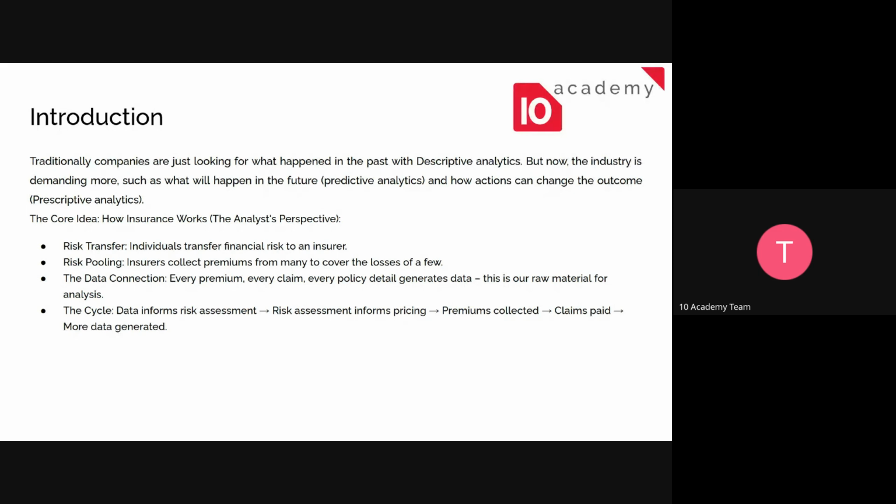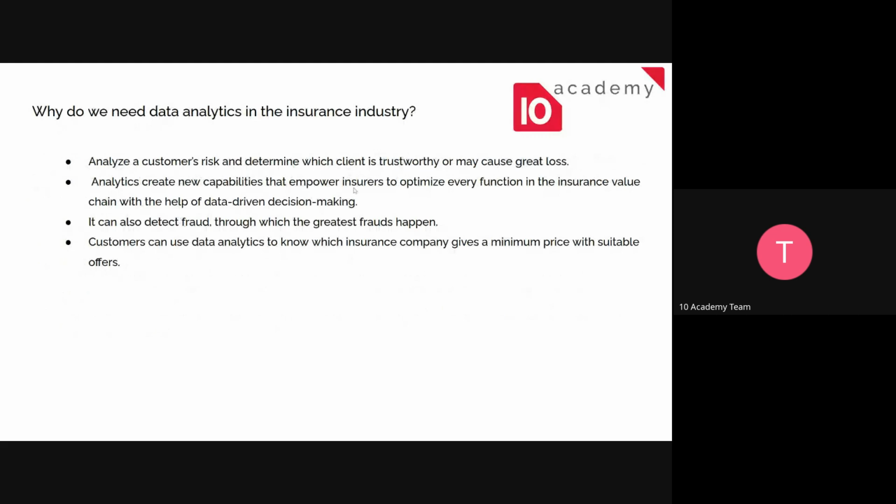And then based on the premiums collected, there will be claims paid for the few people who have faced damage. And we're going to get more data, and the data will also be used for another assessment. So from the very beginning, why do we need data analytics in the insurance industry?